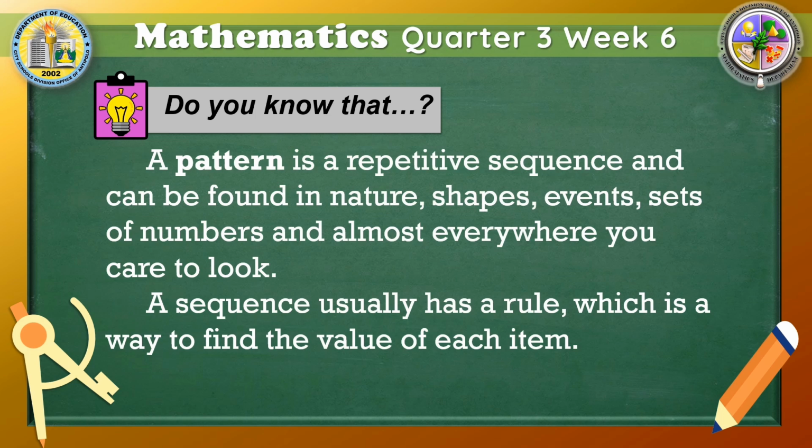A pattern is a repetitive sequence and can be found in nature, shapes, events, sets of numbers, and almost everywhere you care to look. A sequence usually has a rule, which is a way to find the value of each item.